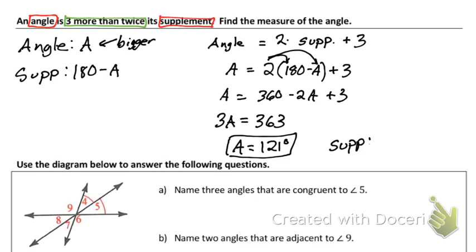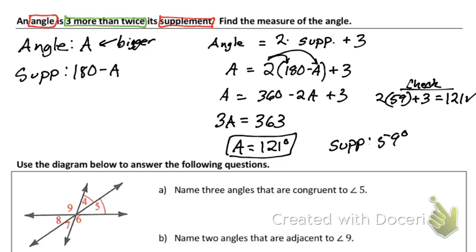What would the supplement equal? If my angle is 121 degrees, what is my supplement, Ethan? 59 degrees. Didn't ask for it, but I'm going to do it because how do I check? How do I check to make sure all my math is right? So once again, our angle is 121. Supplement was 59, that's why I did that check. It did only ask for the angle.